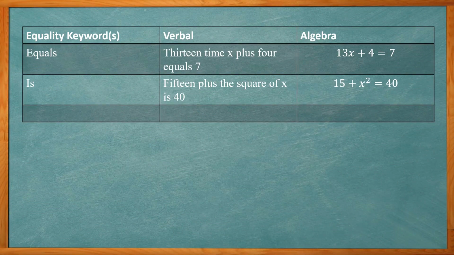Now for equality, you might hear the keyword equals, as in 13 times x plus 4 equals 7. That translates to 13x plus 4 equals 7. Or you might hear the keyword is, 15 plus the square of x is 40. So that's 15 plus x squared equals 40. So for equality, if you hear equals or is, that will signal to you to use the equal sign.